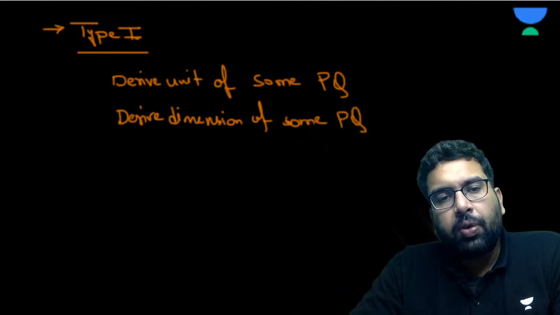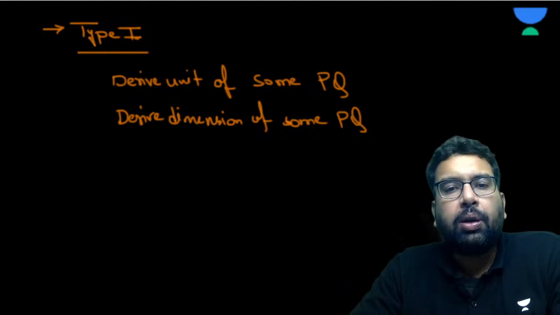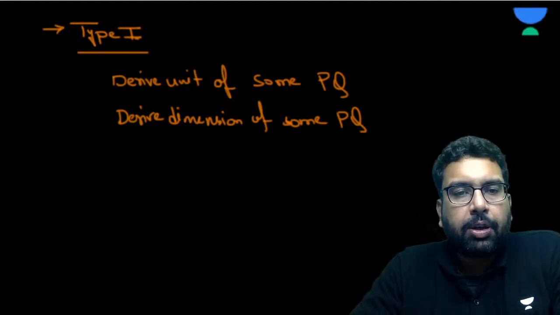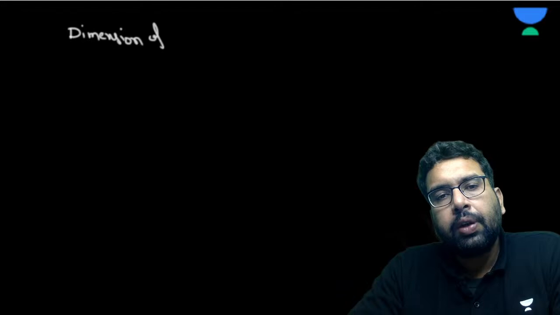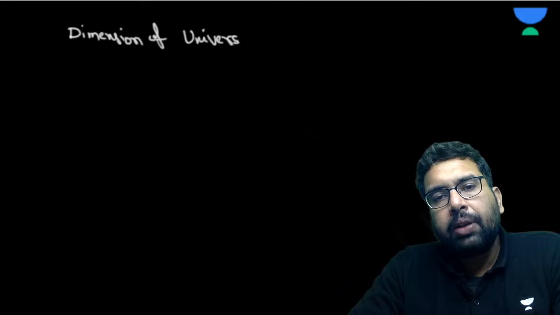If you know the formula of some physical quantity, you will be able to get the unit and dimension of it. Very simple. A very frequently asked question is, what is the dimension of the universal gravitational constant?